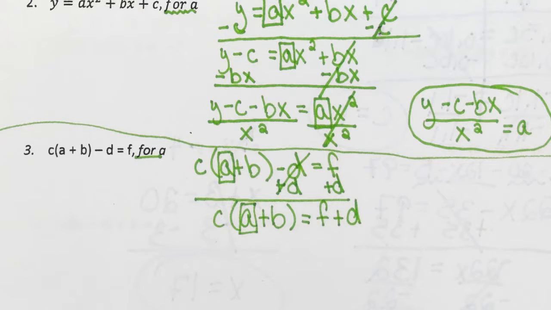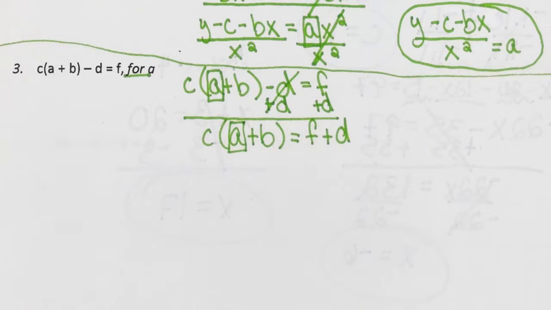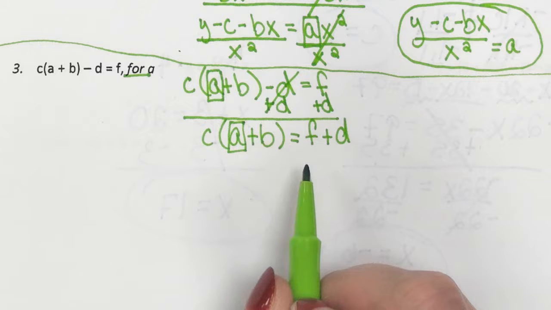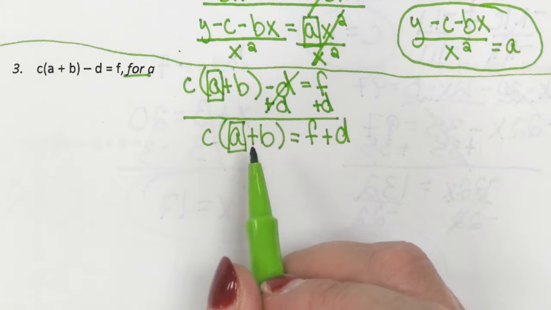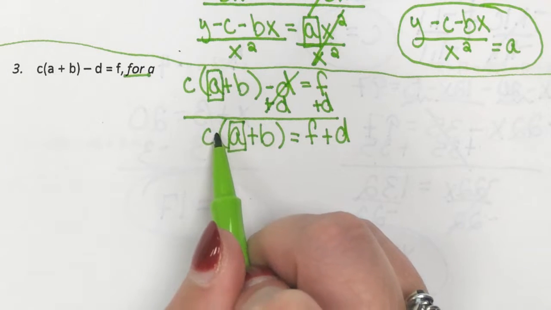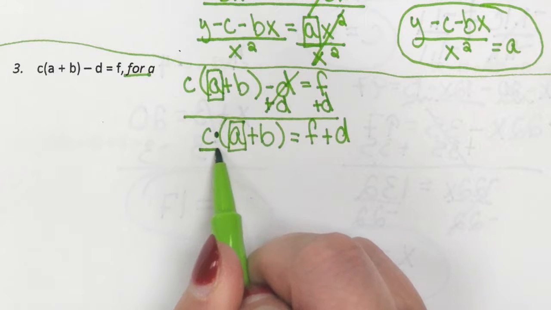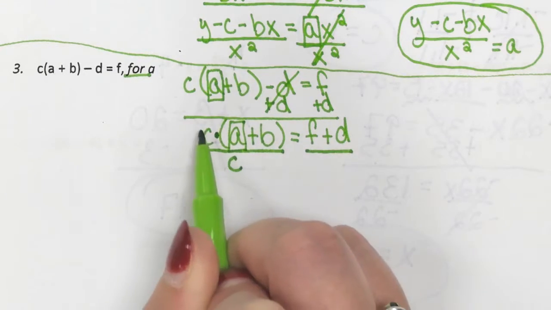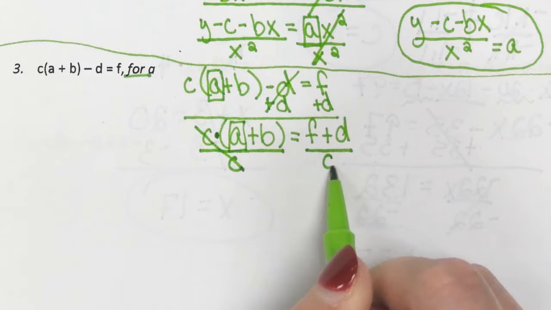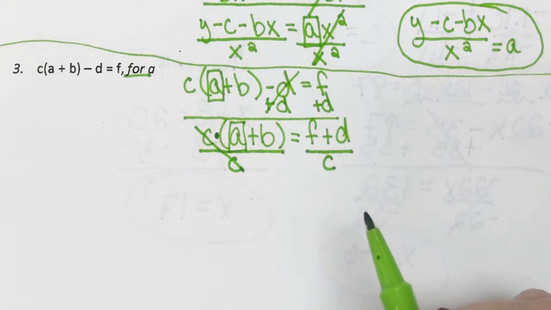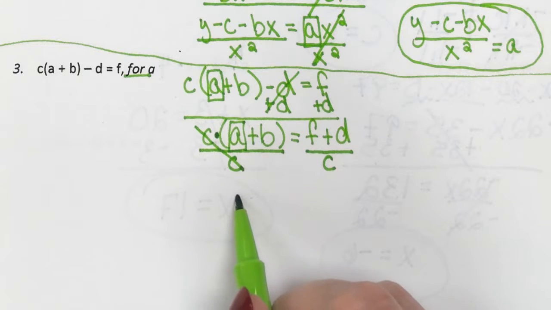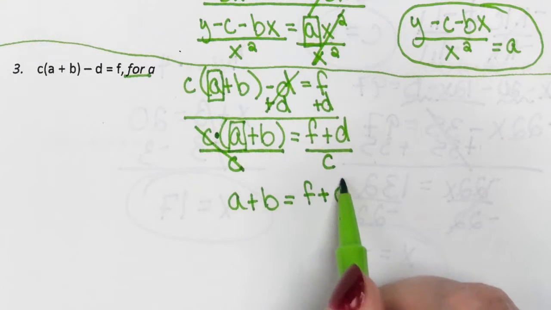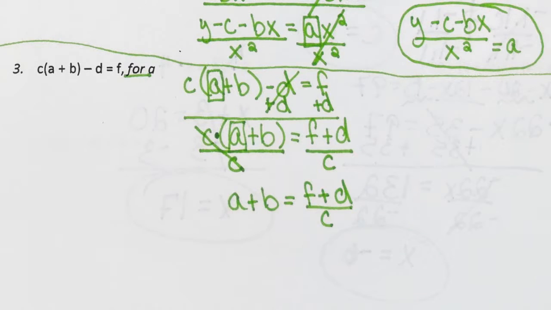Alright, I'm still trying to get A by itself. I can't subtract the B yet because he's attached, right? I can do what? Divide, because this means what? Multiplication. So you can divide by that C. So I got A plus B equals F plus D over C.